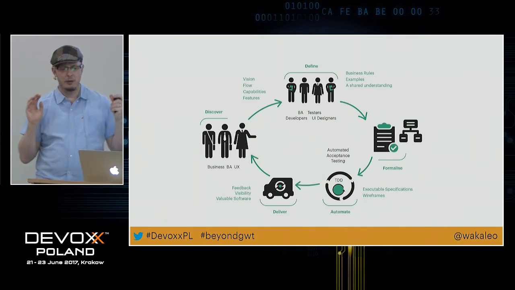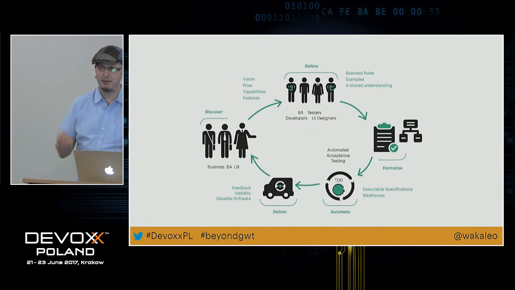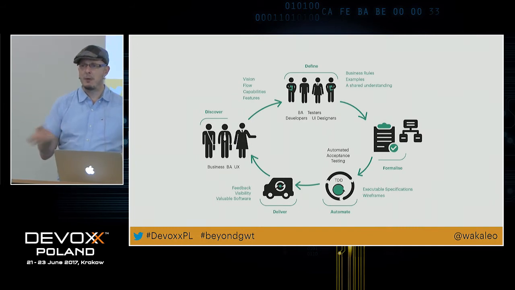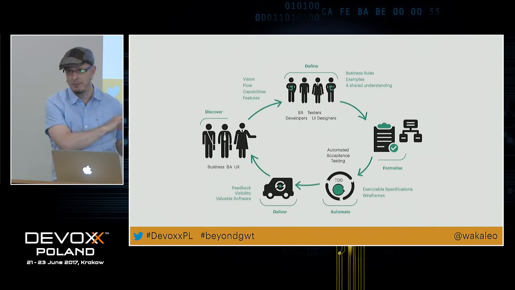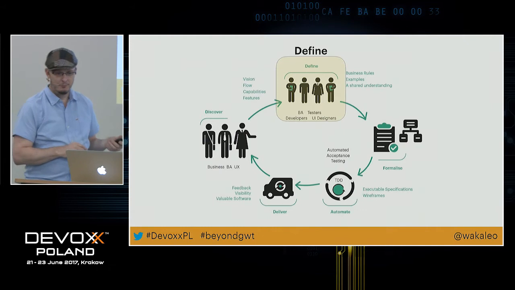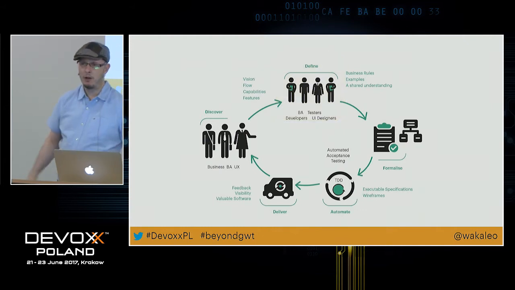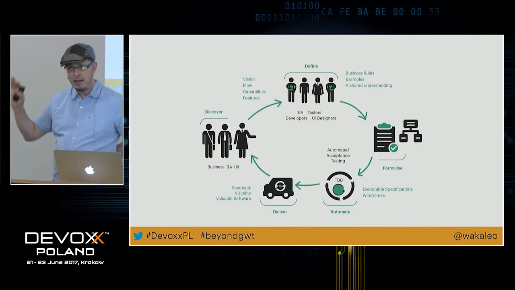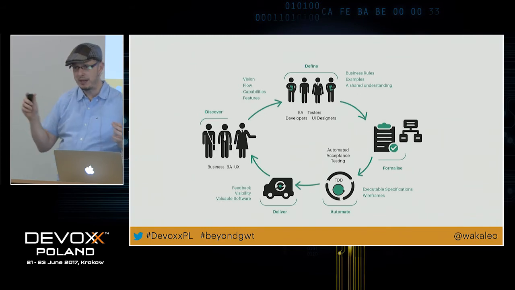So you go into what we call the define phase. We might call this the specification by example, or the three amigos, or the requirements discovery workshop. No cucumber yet. Then you formalize. Once you've defined what you want to build, then you can actually formalize it.